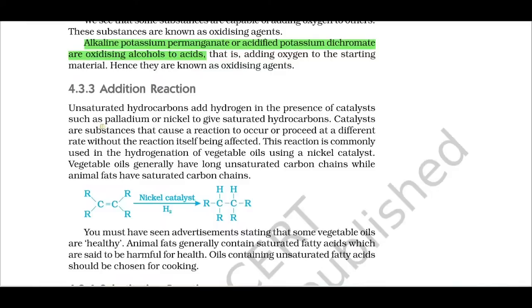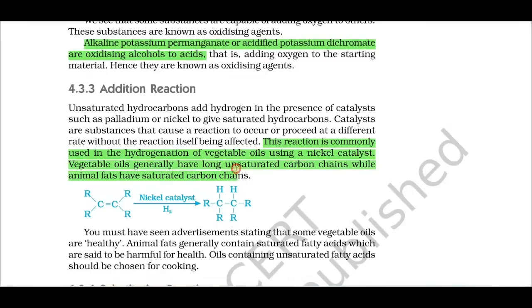Now the next important reaction is the addition reaction. Unsaturated carbon compounds are converted into saturated carbon compounds in the presence of catalysts such as palladium or nickel. You can convert unsaturated hydrocarbons to saturated hydrocarbons in the presence of catalysts such as nickel or palladium. This reaction is commonly used in the hydrogenation of vegetable oils using nickel as a catalyst.